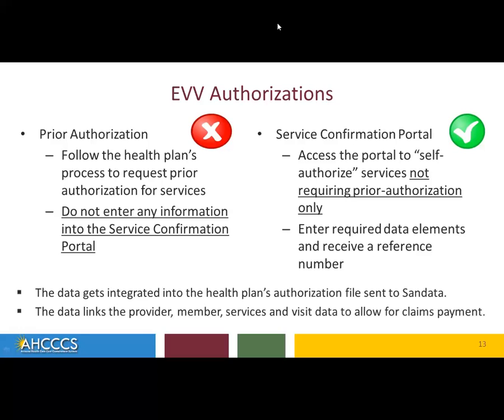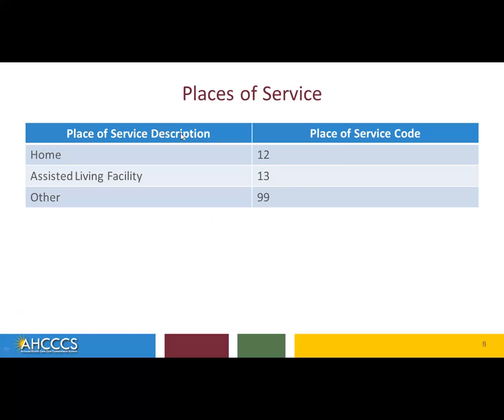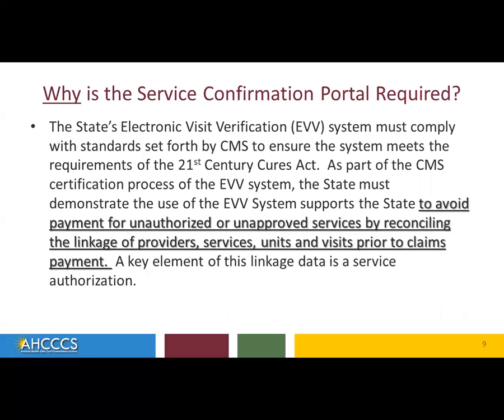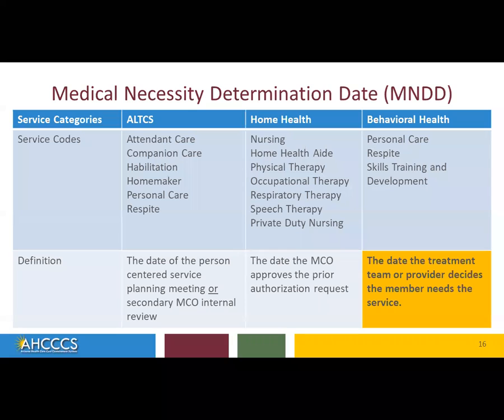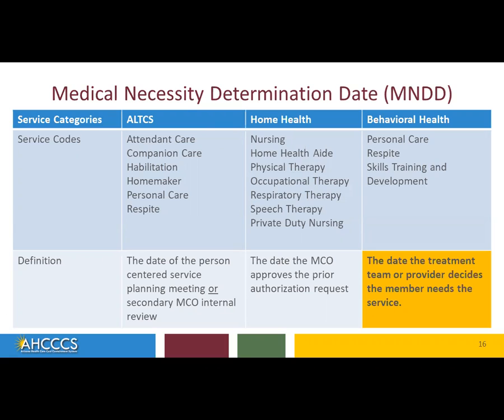So Russ says, can you please go back to the screen showing all text versus behavioral health? So sure, let me do that. Okay, sorry, everyone. So I think this is the screen you're referring to. The point of the screen is to show when, if you're having to use the service confirmation portal, it's likely you may have to include the medical necessity determination date.